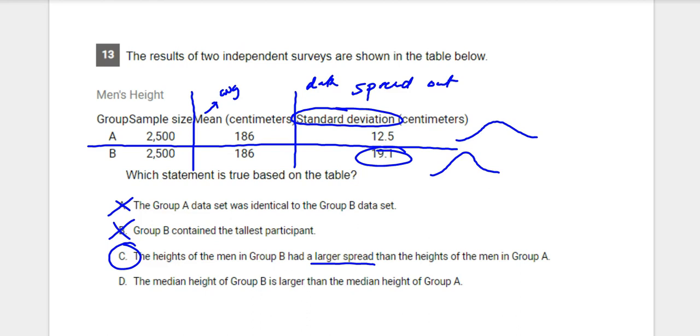Let's just look at D. The median or the middle height is larger. We don't know that. We don't know anything about the median because we were talking about the mean or the average. So big idea is when the data is spread out, you have a higher standard deviation.